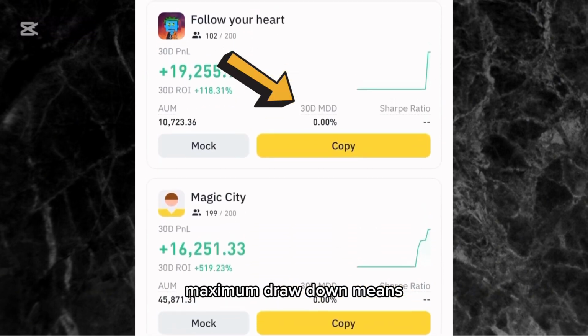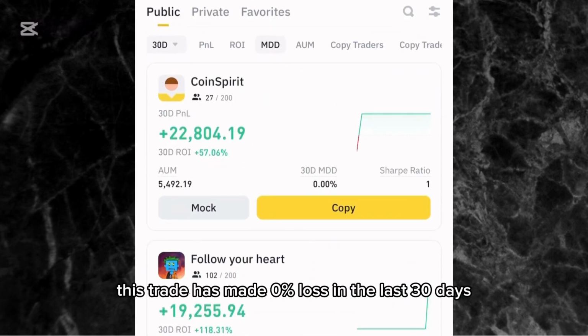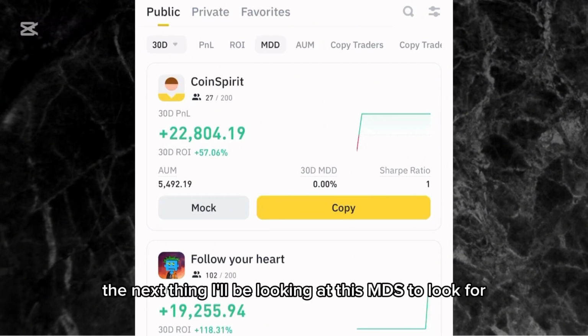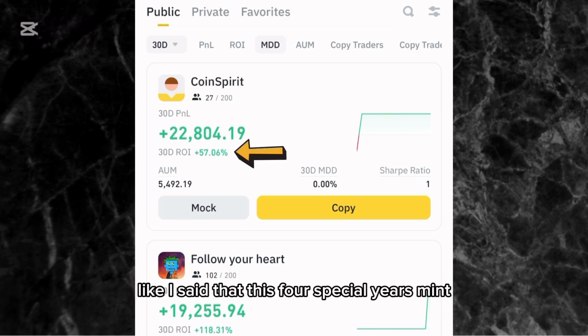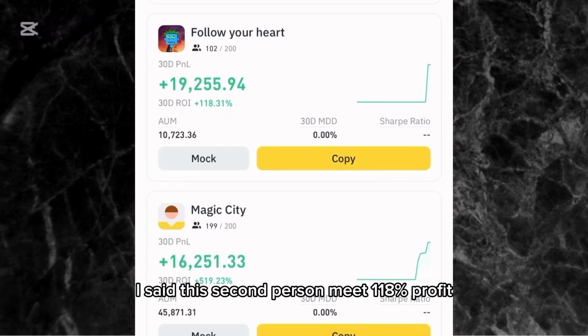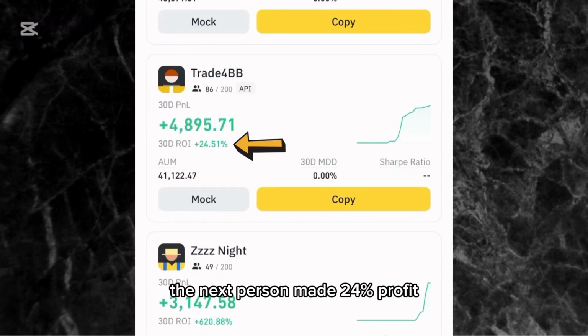Don't forget that I said maximum drawdown means the total loss in the last 30 days. So that means that this trader has made 0% loss in the last 30 days. So you need to understand that. Now, the next thing I'll be looking at under this MDD is to look for the person who has made the highest amount of ROI. Now, you can see that this first person here has made 57% profit. Let's check more. You can see this second person made 118% profit. This third person made 519% profit. The next person here made 24% profit.